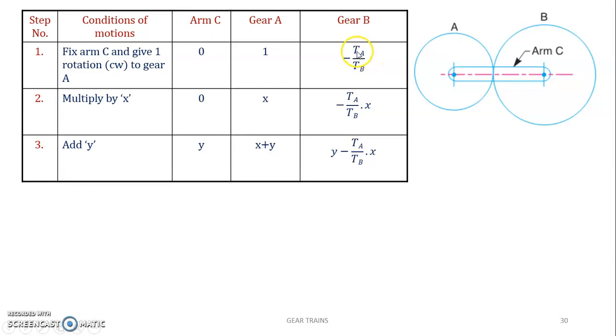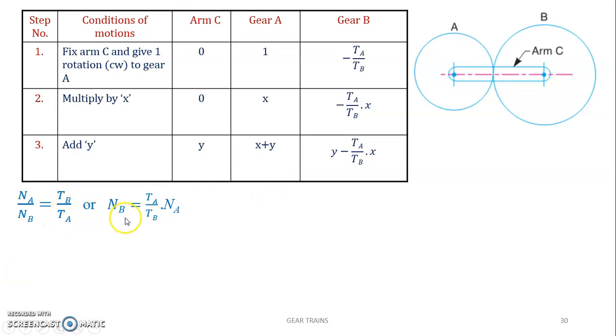Then this is equal to TA by TB, where TA is the number of teeth on gear A and TB is the number of teeth on gear B. How did I get this? We know the velocity ratio between NA and NB. NA is the driver and NB is the follower. Because it is a simple gear train, NA by NB is the number of teeth on the driven divided by the number of teeth on the driver, so that is TB by TA.